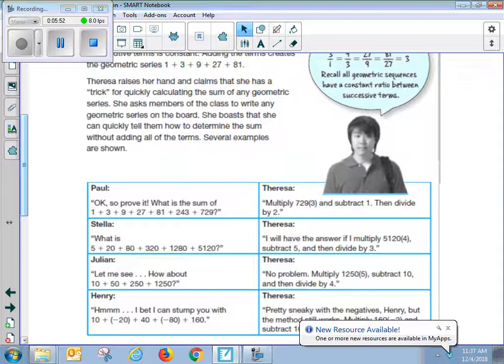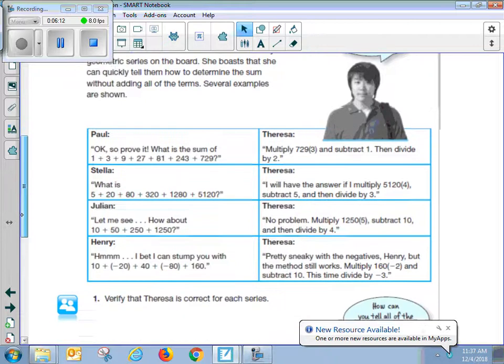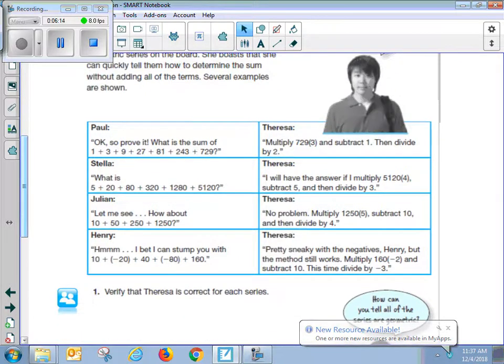Stella. Stella gave the pattern 520, 80, 320, 1280, 5120. So Teresa said, okay, 5120 times 4, subtract 5, and then divide by 3. Try and come up with a rule for this. Now, Julian, 1050, 250, 1250. No problem. 1250 times 5, subtract 10, divide by 4.